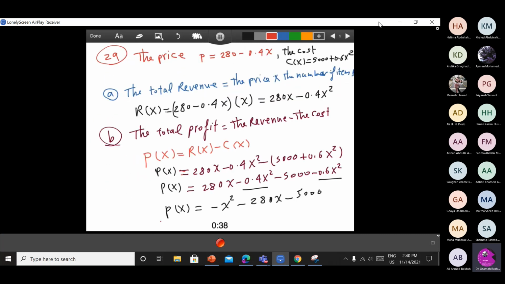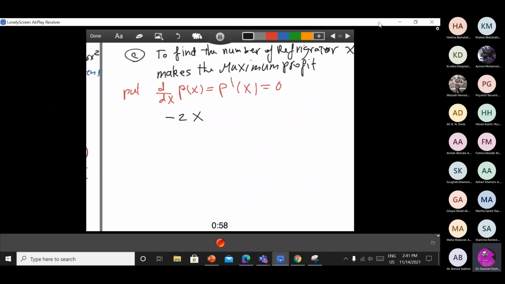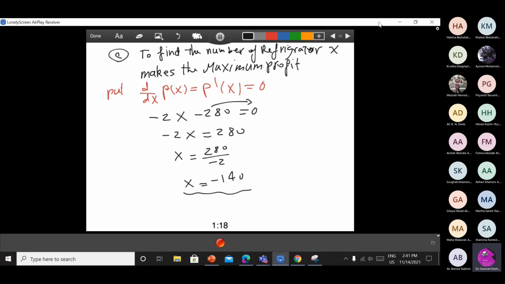My P of x is here and differentiated. When you differentiate minus x squared, you get the 2 down. So you have minus 2x, and plus 280 equal to 0. Now I move this one to the other side. So I have minus 2x equal to minus 280. So x will equal 280 over minus 2. So x will equal minus 140. I have only one x.